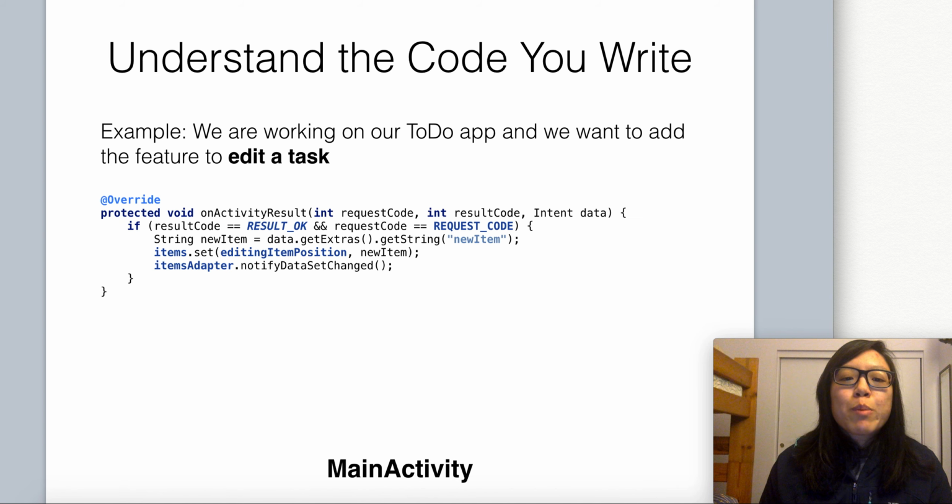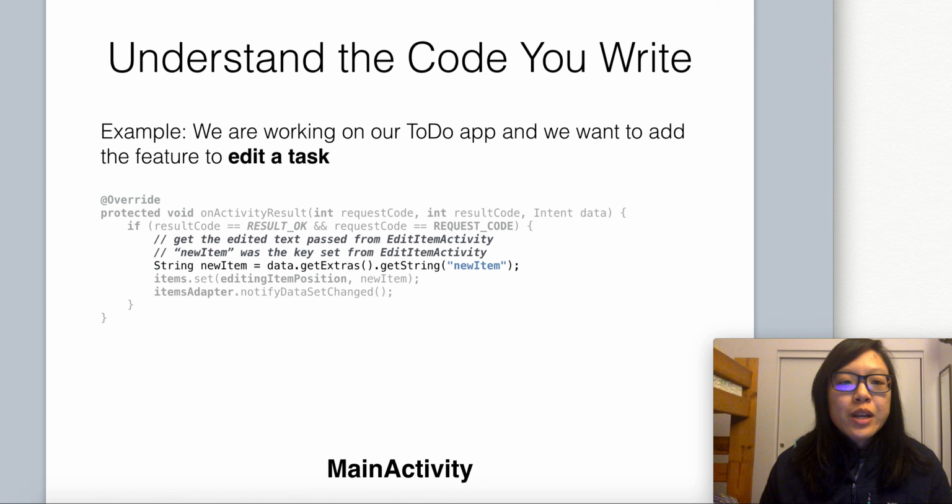And now, finally, we're back in our main activity's onActivity result. And we're almost there. So now in our onActivity result, I might be thinking, what exactly is get extras, get string? So that's a little different from what we did in the edit item activity, right? So I might be Googling, what does Android get extras, get string do? And why am I using the string new item there?